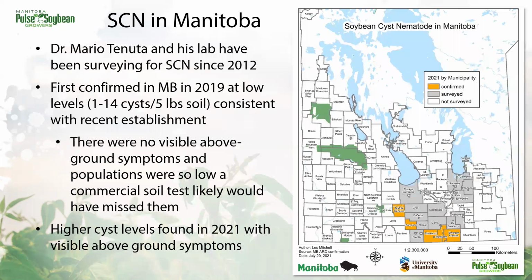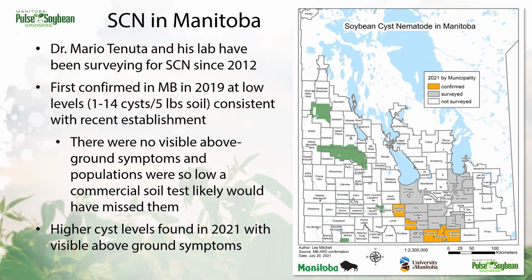Dr. Mario Tenuta and his lab have been actively surveying for SCN, anticipating its arrival in Manitoba. Through those survey efforts, SCN was first confirmed here in 2019. Populations that were found were really low, with no visible above ground symptoms. This would kind of be an example of the earliest detection possible.